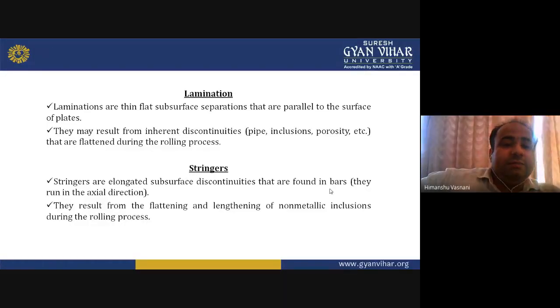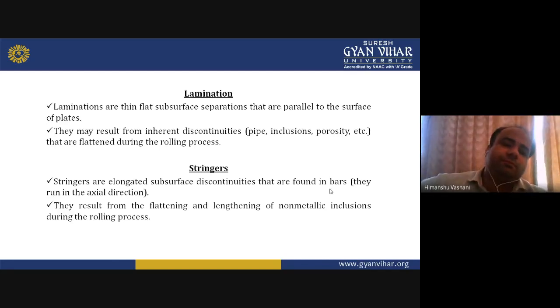Lamination. Laminations are thin, flat subsurface separations that are parallel to the surface of the piece. As the name says, lamination, you understand that something is on the surface, it may be a layer or a sub-layer or a subsurface. They may result from inherent discontinuities like pipe, inclusions, and porosity, which I just told you about, that are flattened during the rolling process.